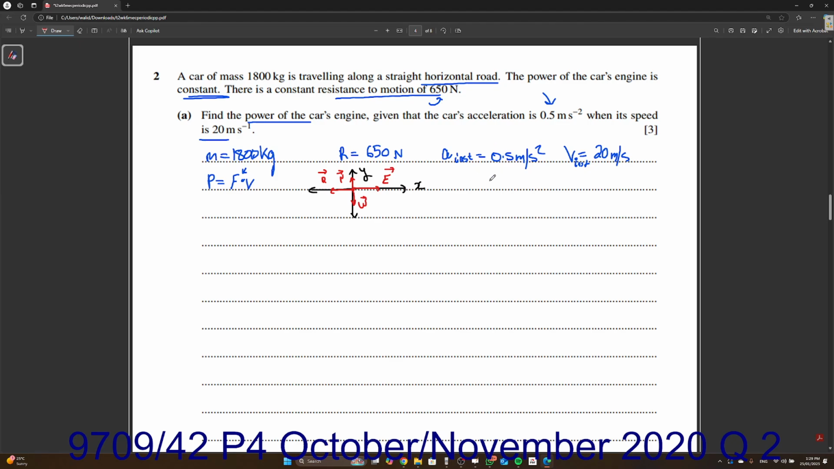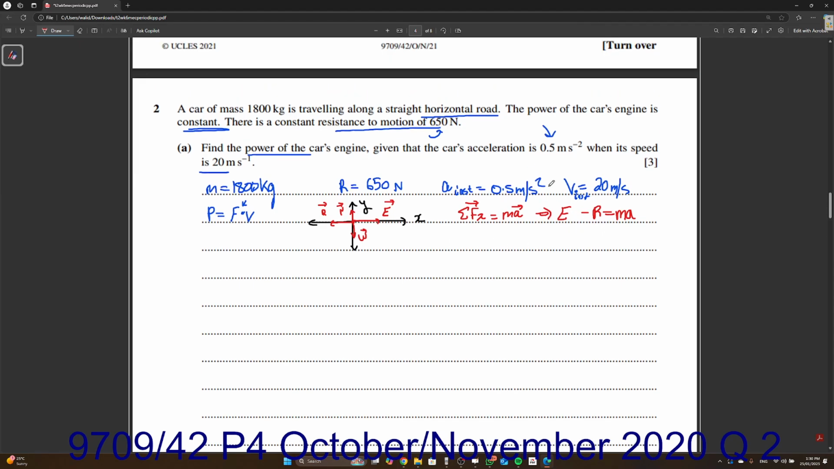We know it's accelerating, so the sum of all the horizontal forces is equal to ma. Sigma Fx is equal to ma. So you say E minus R is equal to ma. Why E minus R? Because it's accelerating, so the E force is greater than the R. You always write first the direction you're accelerating in. Since we're going to the right, in the direction of the force E, then minus R equals ma. This is all easy stuff.